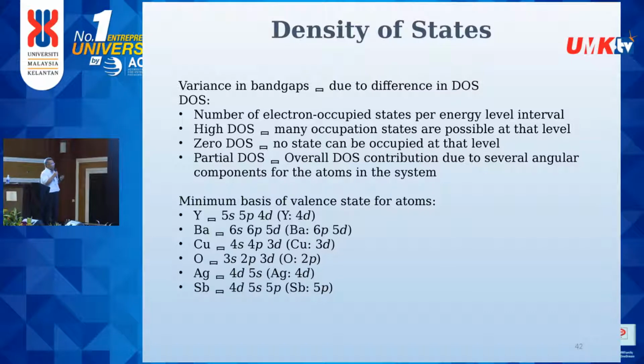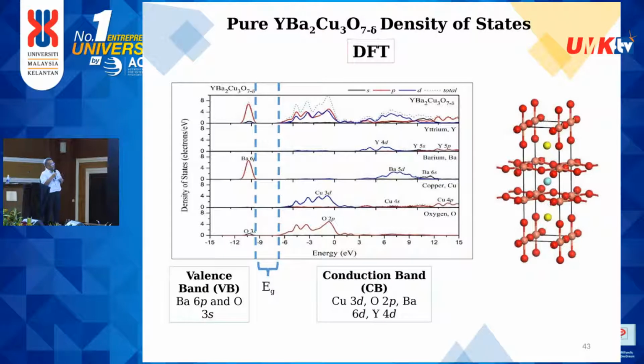Yttrium is contributed by 4d, barium by 6p and 5d, copper by copper 3d, oxygen by oxygen 2p, silver by 4d, and antimony by 5p. All right, so this is the density of state. The valence band is mainly contributed by barium 6p and oxygen 2s. And the conduction band is mainly contributed by copper 3d, oxygen 2p, barium 6d, and yttrium 4d.